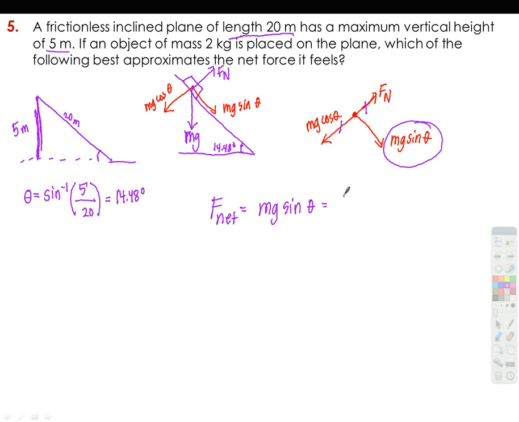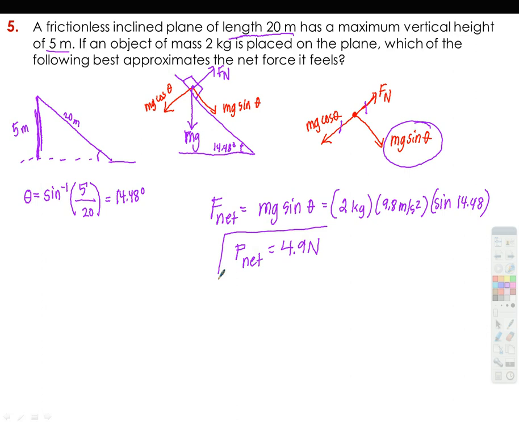Your m is 2 kilograms. Your g is 9.8 meters per second squared. Sine of 14.48. You should be getting a net force of 4.9 newtons. Alright, that's it.